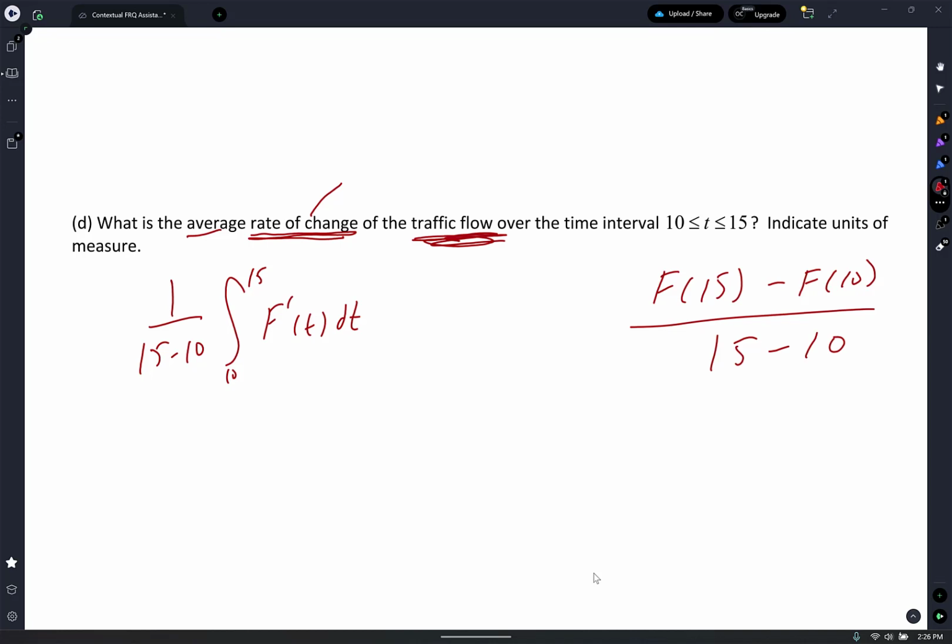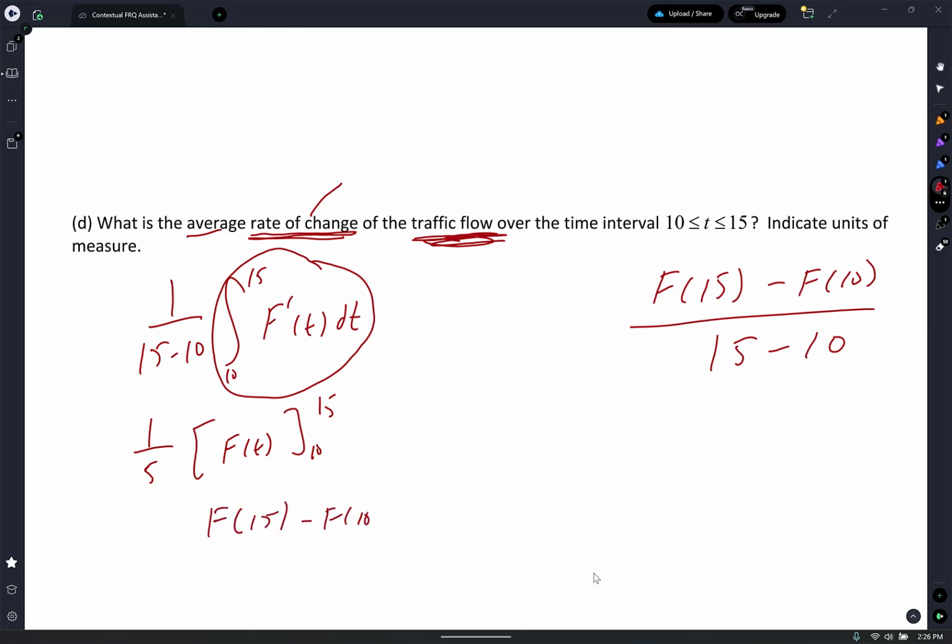I want you to see this. All right, guys, I need your full attention. I know you already know, but I want you to see the connection. It doesn't matter how you think, they are both the same. Look, what's the antiderivative of f prime? F. So this would be 1/5 and then f of t evaluated from 10 to 15, upper minus lower. F of 15 minus f of 10 times 1/5, which is the same thing as dividing by 15 minus 10, which is 5. And look, this is the same thing, guys.